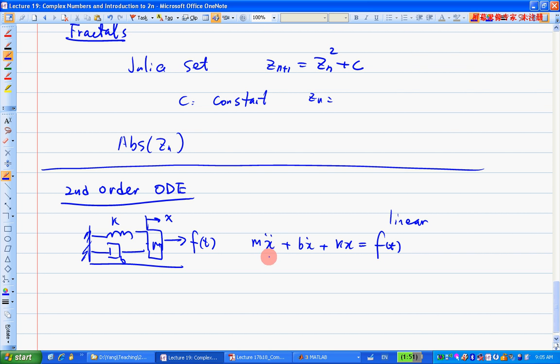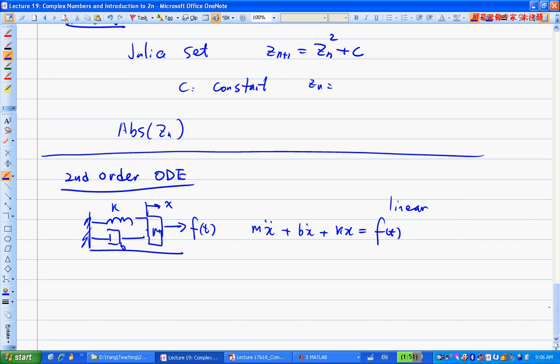Why is it linear? Because again, it satisfies the standard form. And it's time invariant if m, b, k are constant numbers. If they're not constant, it becomes a time variant system. Similarly, you can have a second order ODE for an RLC circuit. So the whole point here is, when you have such an ODE, how do I solve for x? That's basically the objective. x is a function of t here. How do we solve for this?